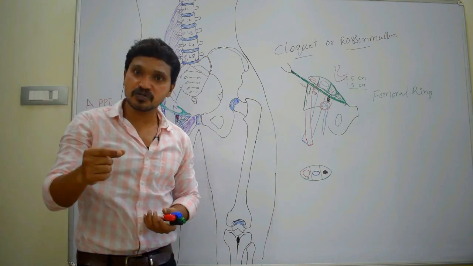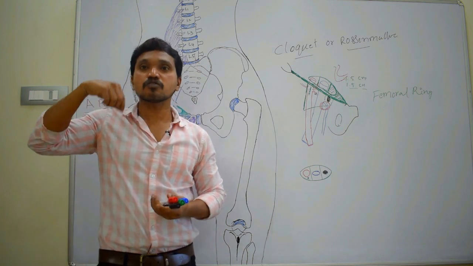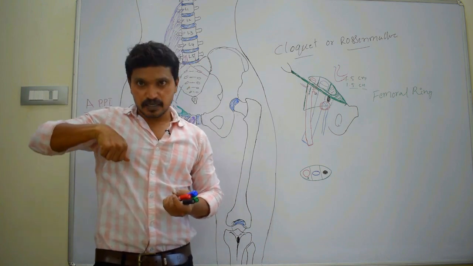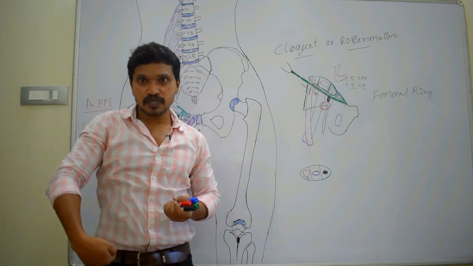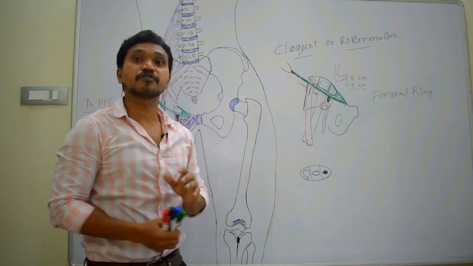If you want to reduce that hernia, you have to ask the patient to flex the thigh. Then you have to follow the reverse course. That means first you push the hernia down, then backwards, then upwards. So this is how you reduce the femoral hernia, if it is reducible.